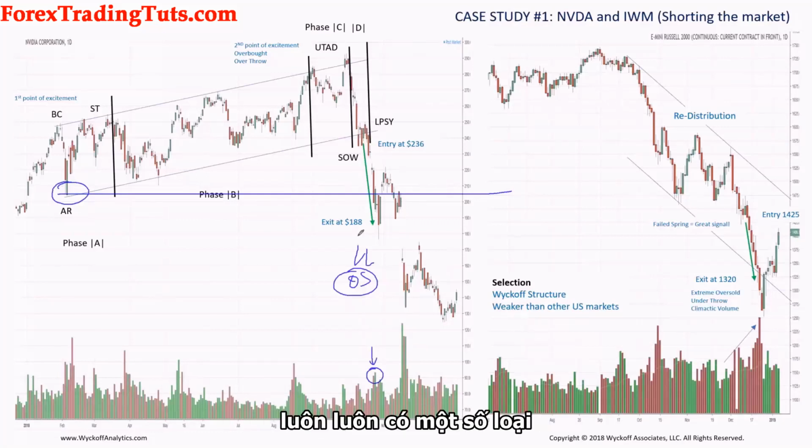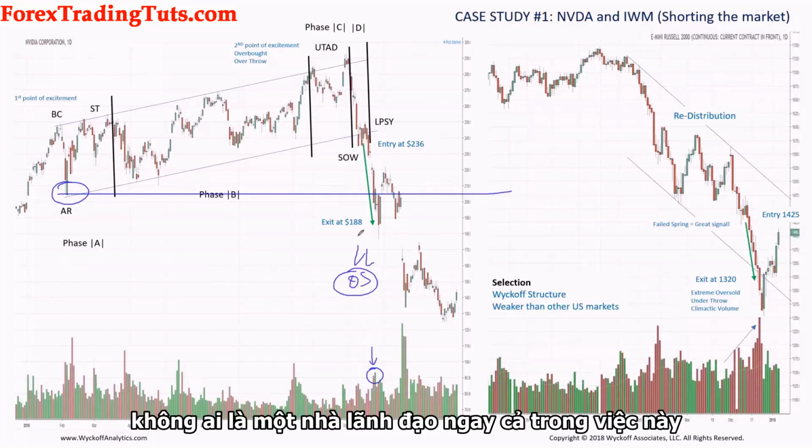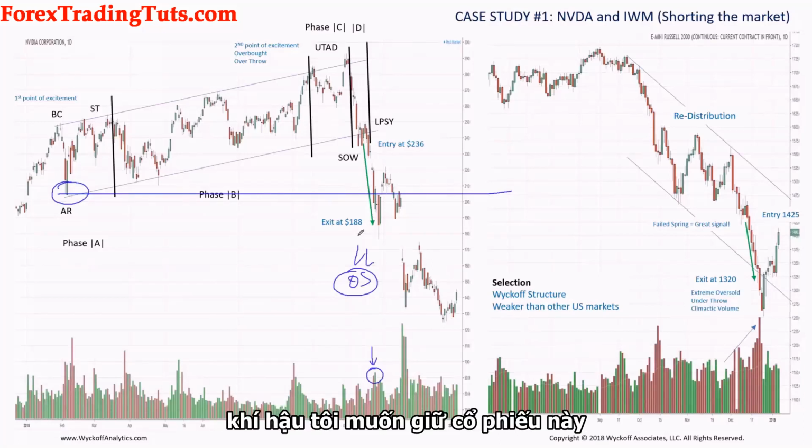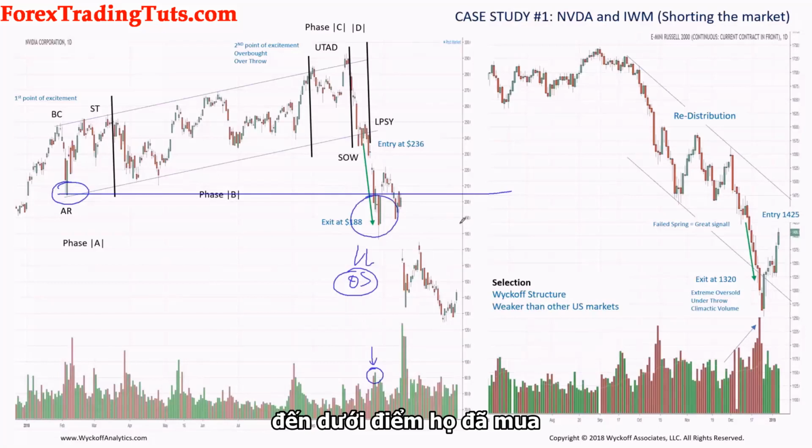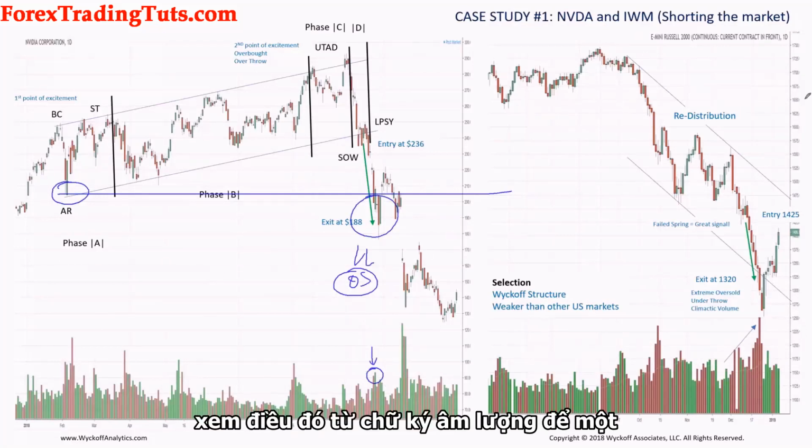There is always some kind of institutions that are going to find some value as the price moves to the downside. Because if they are holding their position and they are thinking, well, Nvidia was a leader, even in this climate, I'd rather hold on to this stock because it's a leadership stock, then at some point, as the price goes below the point where they bought or where they thought there is some value, they're going to step in and start buying. And we see that from the volume signature.